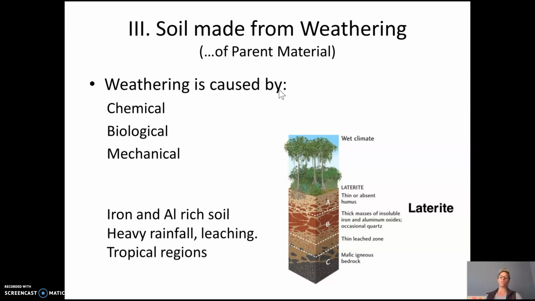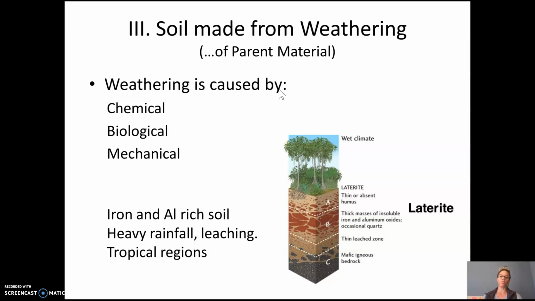And this can be due to rain, but it can also be due to over irrigation or just irrigating our fields, right? Even our lawns. And this is why we have to fertilize our lawns. Laterite is a type of soil. Laterite is rich in iron and aluminum, and this is formed in hot, wet tropical regions.